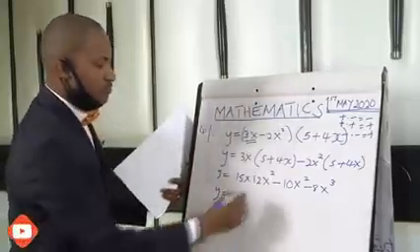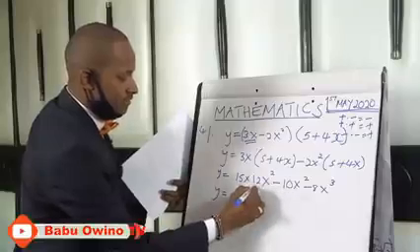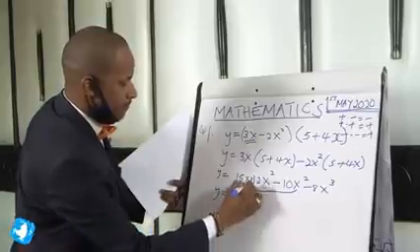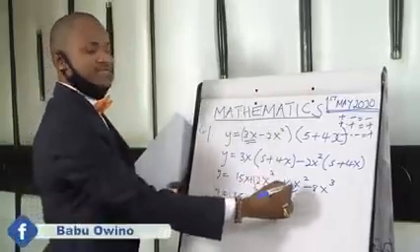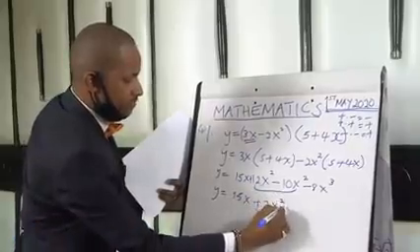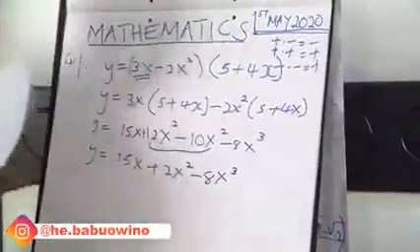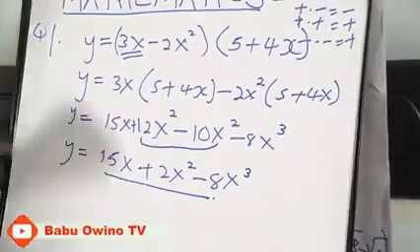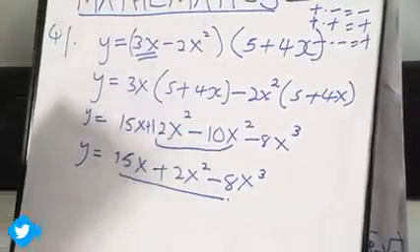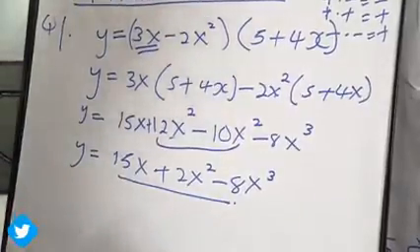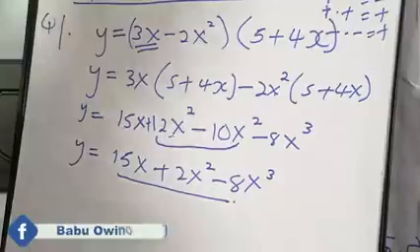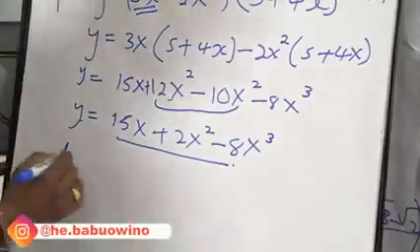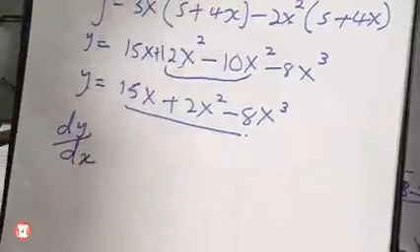Now, y becomes, by simplifying further and collecting like terms, 15x plus 12x squared minus 10x squared, which is 2x squared, minus 8x cubed. So this is our simplified value for y. Then we are asked to find the derivative. Differentiation is the gradient function. We are going to get the value of y with respect to x, that is dy/dx. This is what we call differentiation.